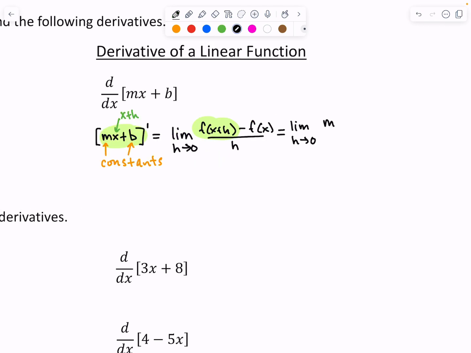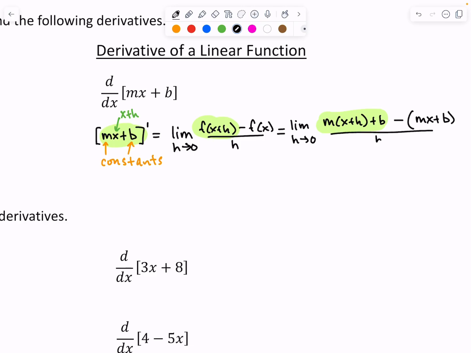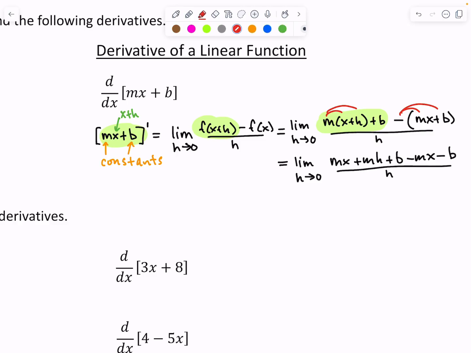So you would have an m times parentheses x plus h, and then plus the b, and then minus, and then parentheses, and then f of x is simply mx plus b, all over h. I'll do some distribution. So mx plus mh plus b minus mx minus b, all over h. Notice mx and negative mx will cancel, and so will b and negative b, leaving me a simple limit of mh over h. I can't plug in h equals 0 yet, but I can cancel h over h, leaving 1.